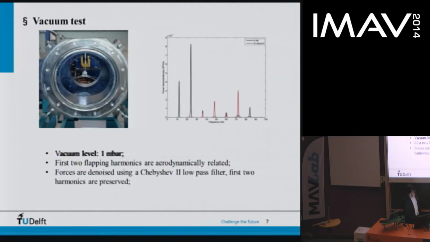This figure plots the power spectrum density of the thrust component, while the black and the red lines are the power spectrum of the DelFly in air and in vacuum respectively. As we can see, the first two flapping harmonics are predominantly aerodynamic. That's why we decided later on to use a Chebyshev type 2 low-pass filter to filter the thrust, the current, and also the voltage, keeping the two harmonics of the flapping frequency.